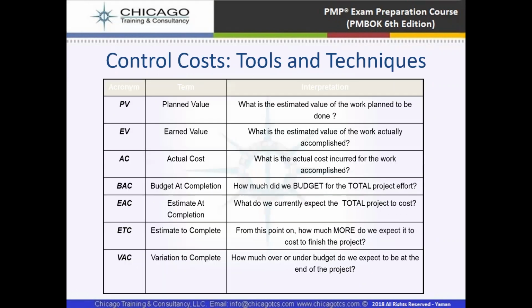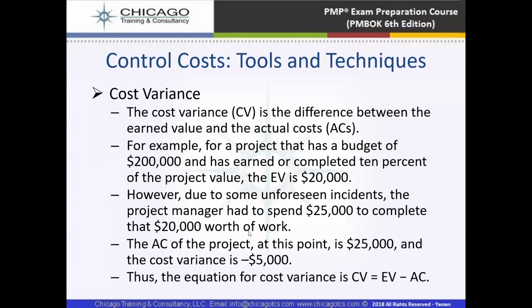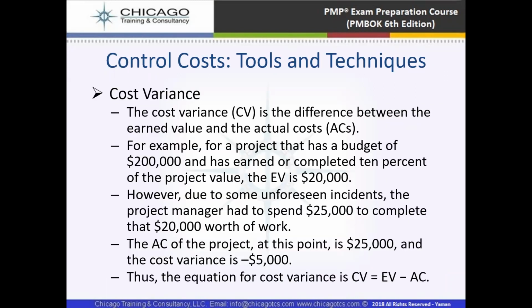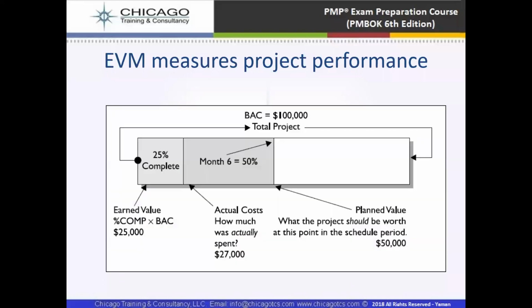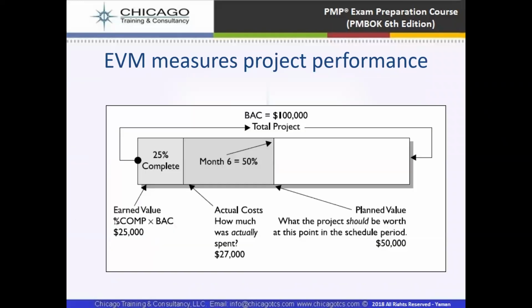Let me go back here. Cost variance is earned value minus actual cost. Earned value is $25,000. Actual cost is $27,000. So $25,000 minus $27,000 will give us negative $2,000. Sorry, $2,000, not $3,000. Okay, so this is how we calculate cost variance: earned value minus actual cost.